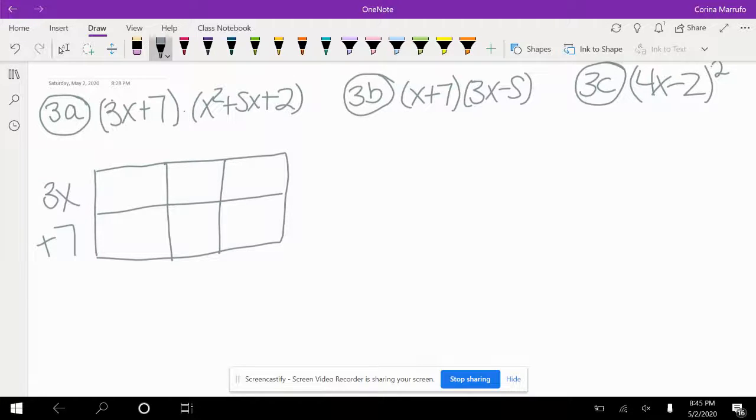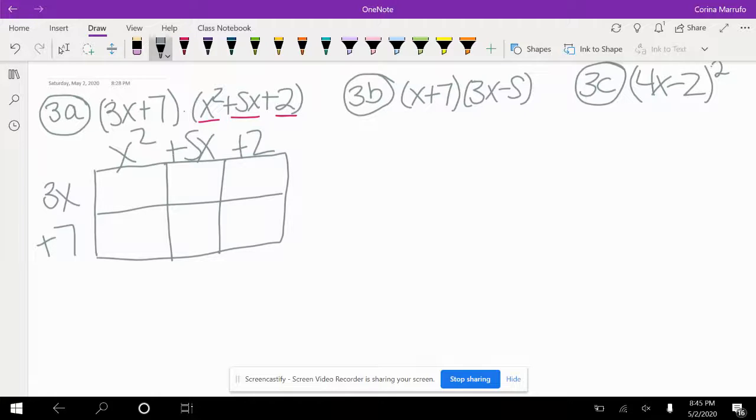Since this side has 3 terms, 1, 2, and 3 terms, that's why I made 3 boxes going this way. One for the x squared, another one for the plus 5x, and then another one for the plus 2. Okay, so then we start multiplying.